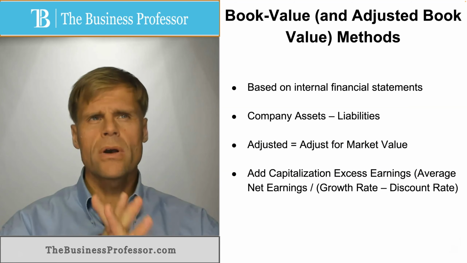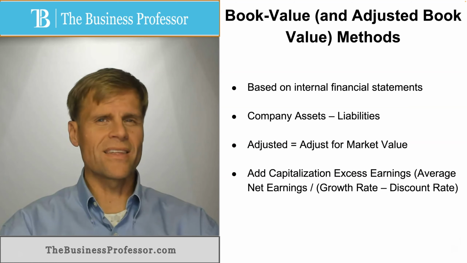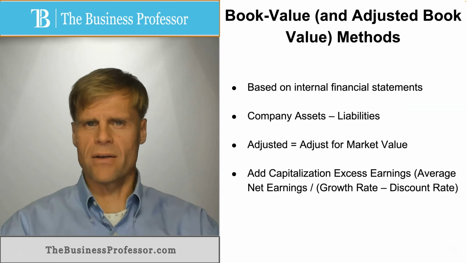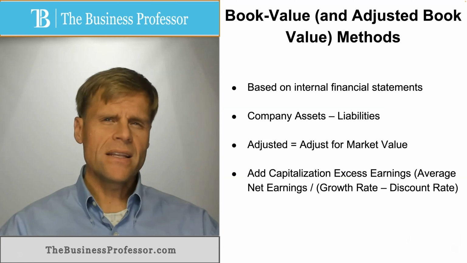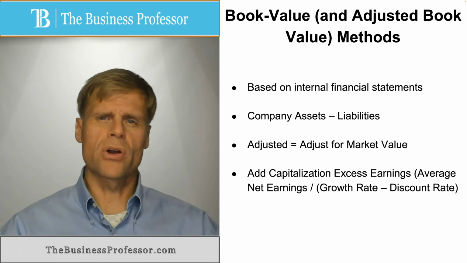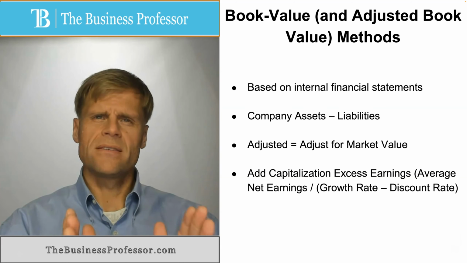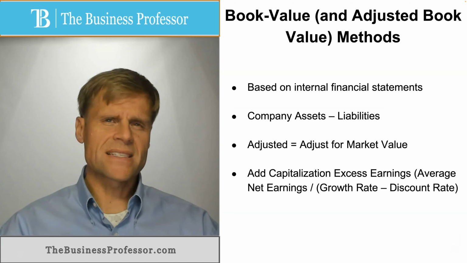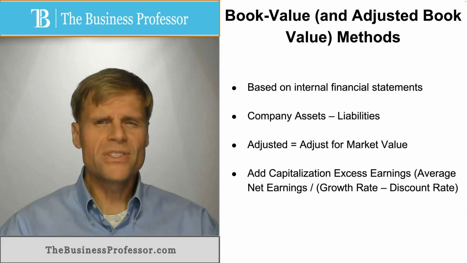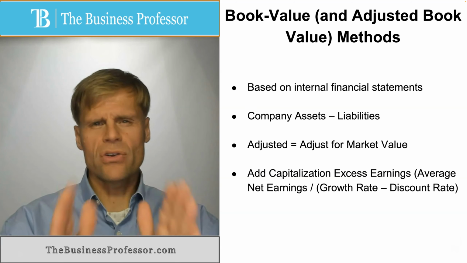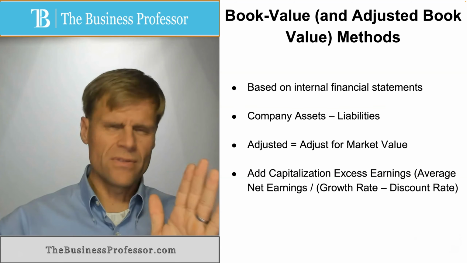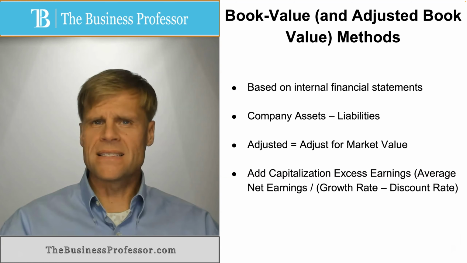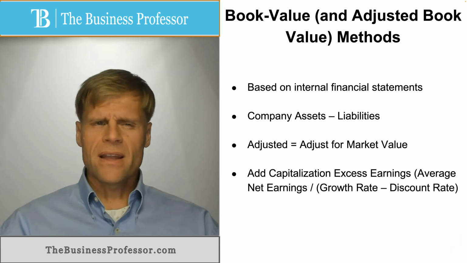Another approach is to combine a cash flow method with the book value. And what you generally do is you determine the book value or the adjusted book value, and then you would add a capitalization approach to it. So you would say the base valuation is the book value, and then you would determine the capitalization of excess earnings for the business. And this approach generally says that you take the average earnings of the business over the next future few years, and then you divide that by the capitalization rate.